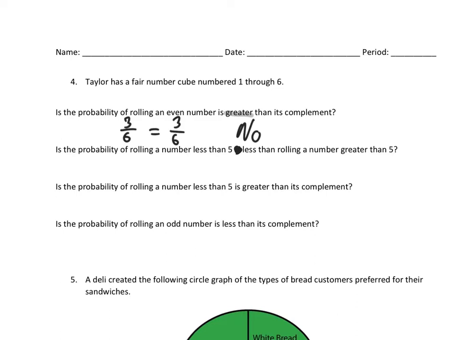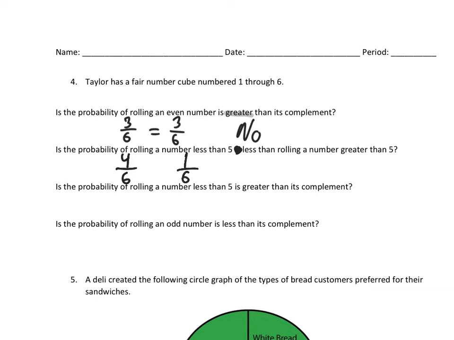Is the probability of rolling a number less than 5 less than rolling a number greater than 5? So we're trying to compare the probabilities right now. So rolling a number that is less than 5, well, we've got 1, 2, 3, and 4. Those are our numbers less than 5 out of 6. Now we're going to compare that to rolling a number greater than 5. Well, the only number greater than 5 is 6. And so there's one number out of 6 that is greater than 5.